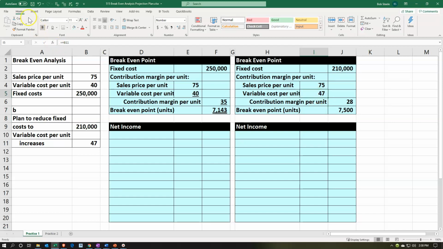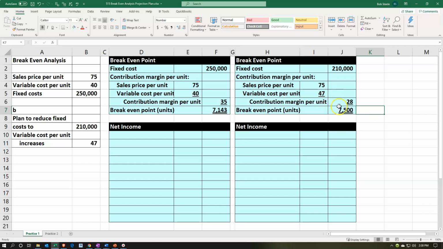Let's go ahead and underline here, Home tab, Font group, underline, and double underline here, Home tab, Font group, drop down, double underline. Okay, so there we have it. So now it looks like we have to make more units under the new scenario, which would be an indication that it's not a good idea. So we probably keep with the first scenario.